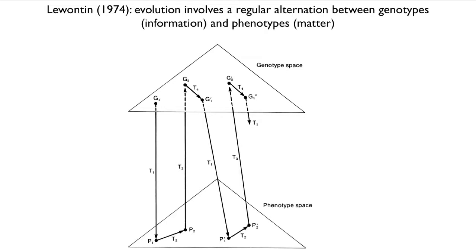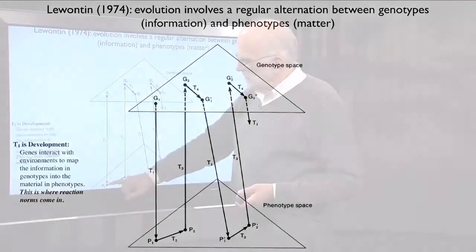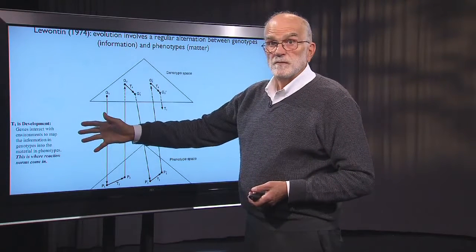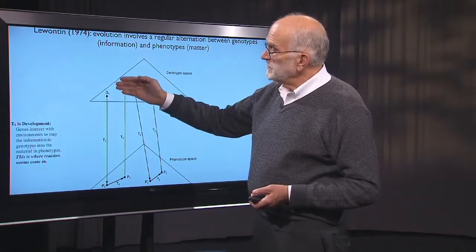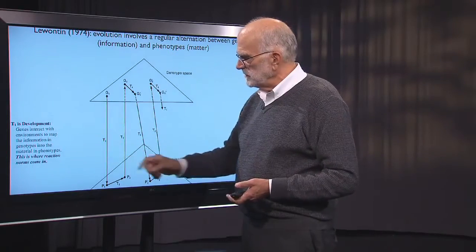And what he pointed out is that evolution involves a regular alternation between what he called a genotype space and a phenotype space. Those are abstract concepts. You can think of the genotype space as information and the phenotype space as matter. The first transition that goes on is the one between a fertilized zygote and an adult organism. That's transformation T1. That's development, all right? There, genes are interacting with environments to map the information in the genotype into the material of the phenotype. So that's where reaction norms come in.